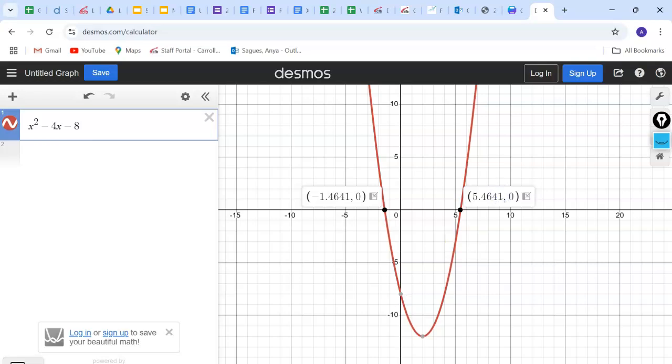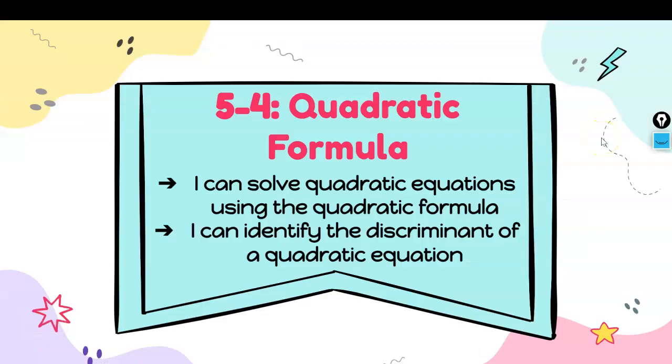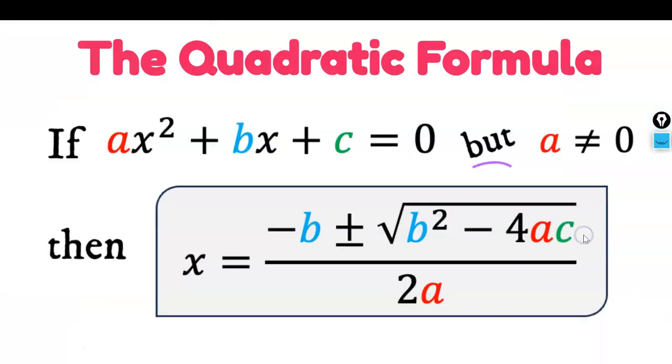How do I figure these out? And this is what we are talking about today. How we are figuring out those disgusting decimal solutions, those x-intercepts where the decimals are so long we have to round. We use the quadratic formula. So today we're going to talk about solving quadratic equations using the quadratic formula and identifying the discriminant of a quadratic equation. So this is new.